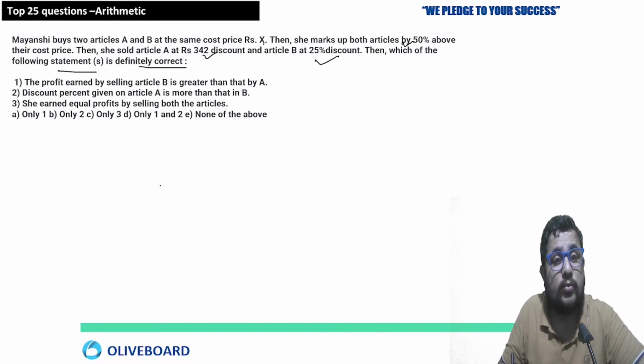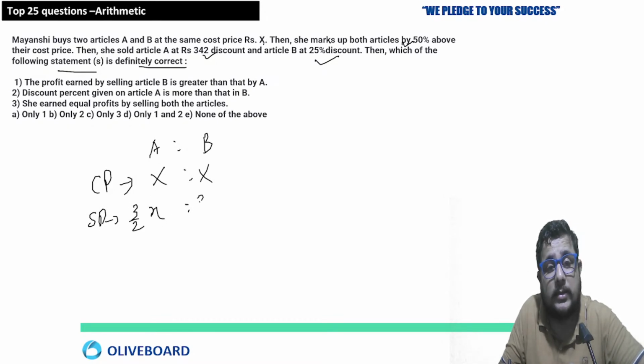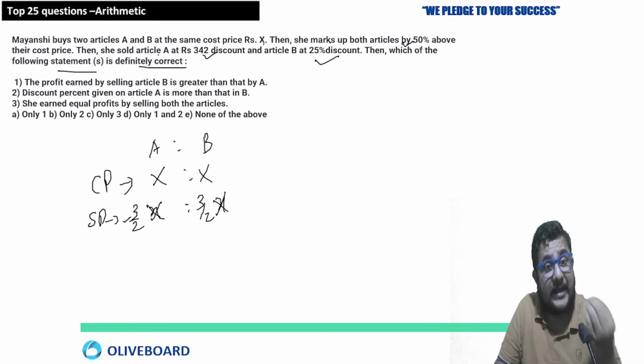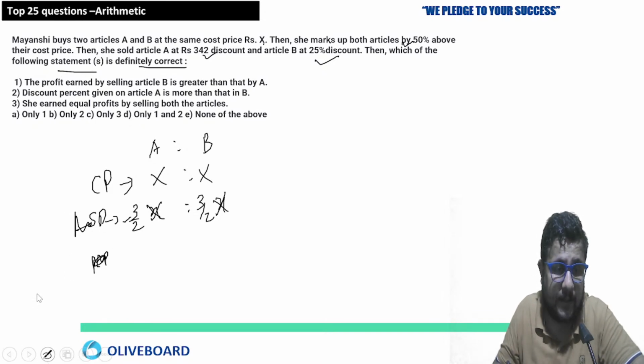See, Mayanshi buys two articles, A and B, at the same price, rupees X and X. This is the cost price. Clear? Then she marks up both articles by 50%, means marked price is going to be 50% above, 3 by 2x, 3 by 2x. In fraction, 150% is written as 3 by 2. So that's why I put it here. Then she sold article A at rupees 342 discount. So this is marked price. Okay, just wait. I put selling here.